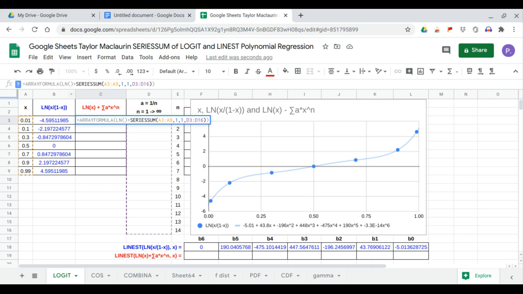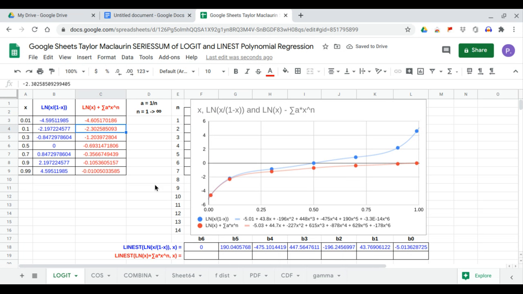plus the x values. So we have the ln x values. And we'll add in the coefficients, which is this area. And the coefficient will be array formula 1 over n.